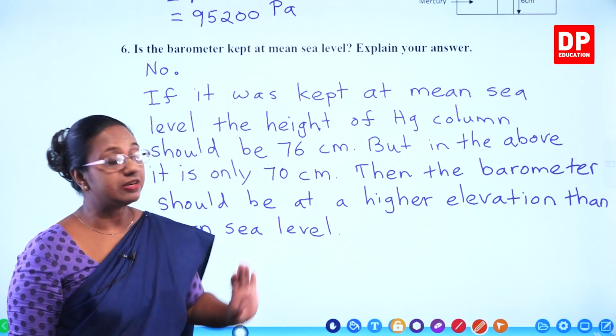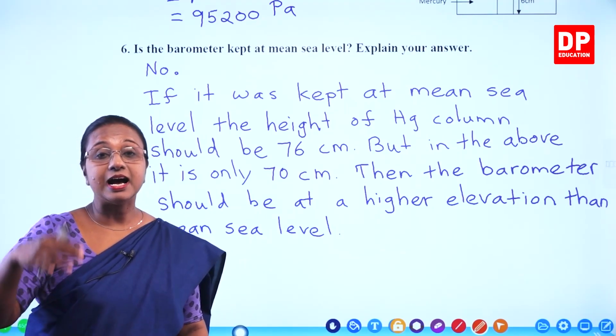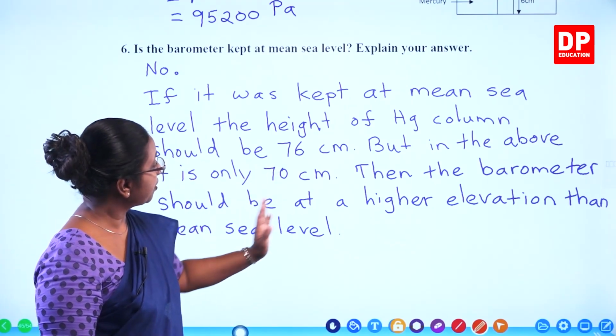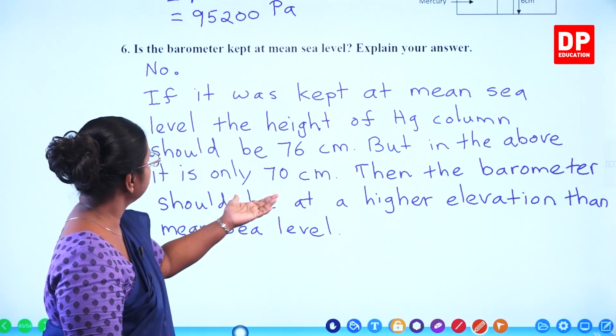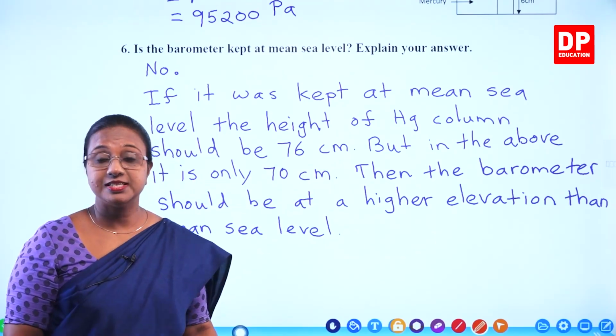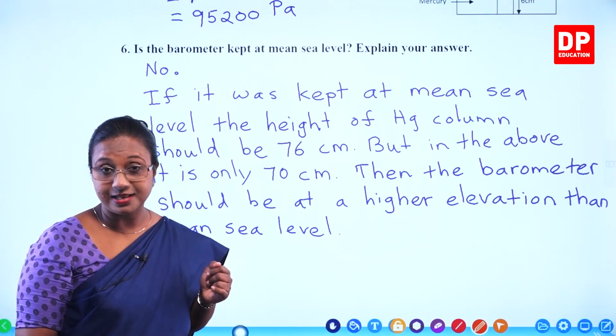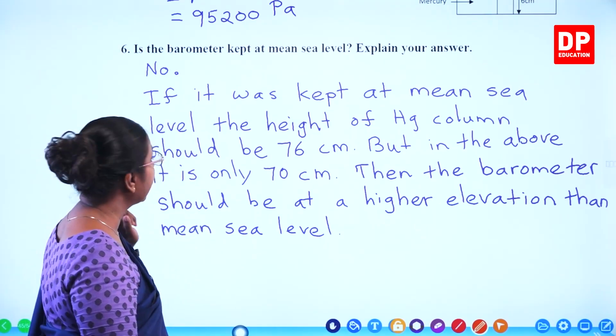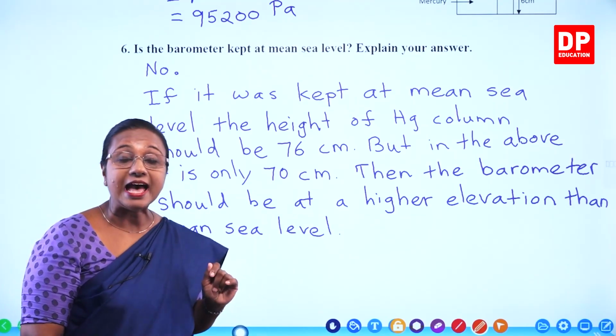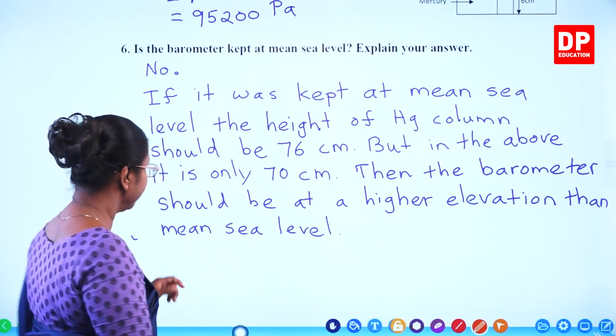You don't have to even really say that it is at a higher elevation. You can stop at the point where we say it is not equal to 76. It is less than 76. So, it can't be at the mean sea level. I am sure you all can understand that, students. So, with that, I will move on to the next question.